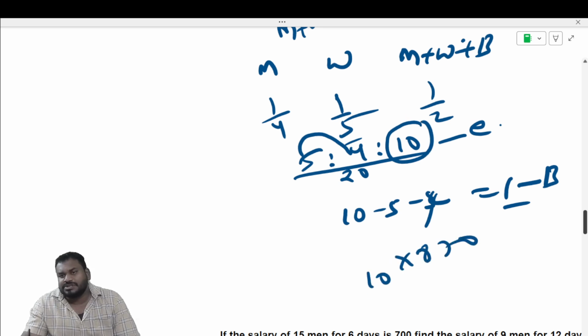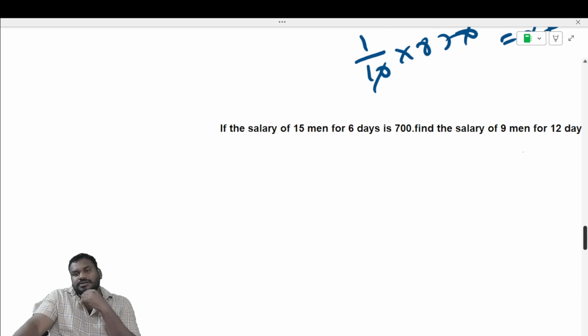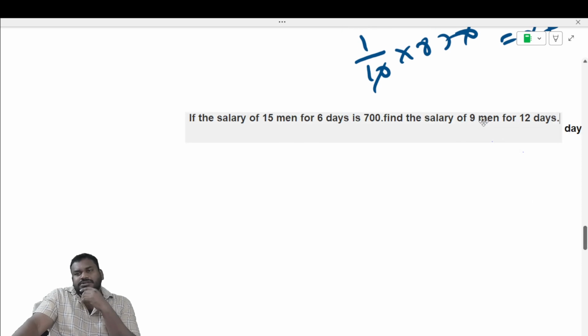for 870 rupees, how much is one part? So it is 87 rupees. So the boy should get 87 rupees. The efficiency of boy, man and woman together is 10. So 10 is taking 870. It means one should take 87. So that is how you calculate this. The next question.